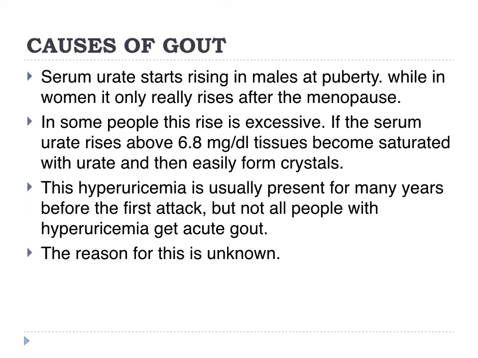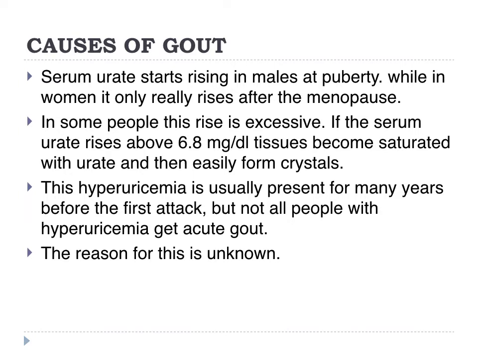If the serum urate rises above 6.8 milligrams per deciliter, tissues become saturated with urate and then easily form crystals. This hyperuricemia is usually present for many years before the first attack, but not all people with hyperuricemia get acute gout. Note that for all these causes of gout and hyperuricemia, there should be a genetic predisposition, a genetic anomaly, something wrong with the genes involved in the expression of the enzymes involved in the metabolism of purines.